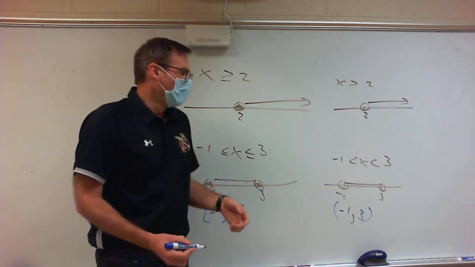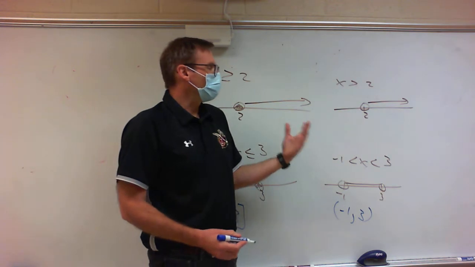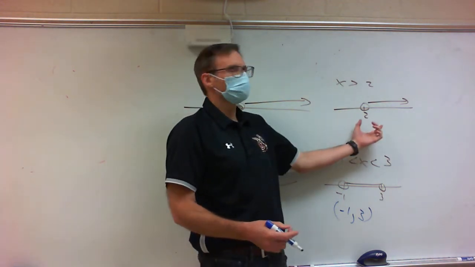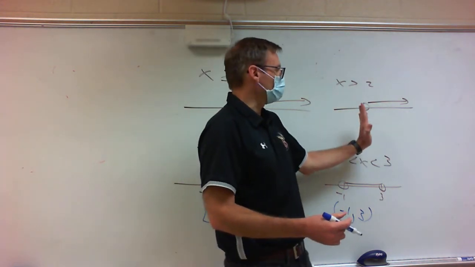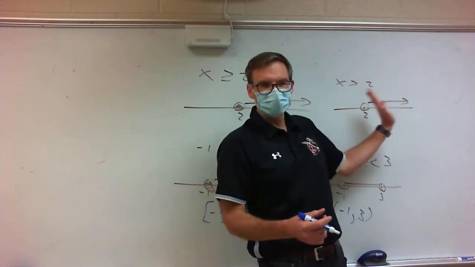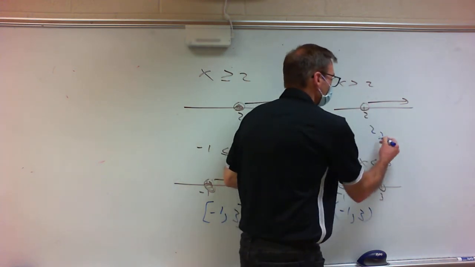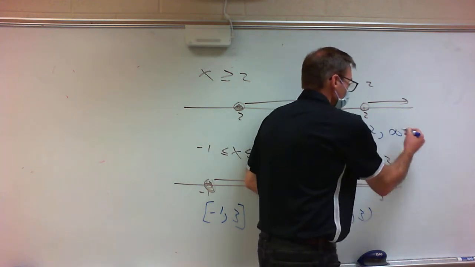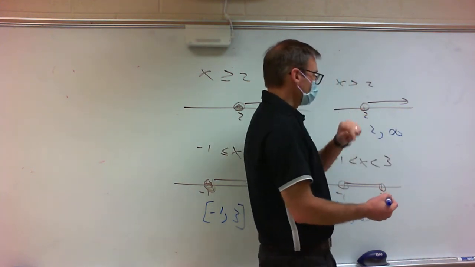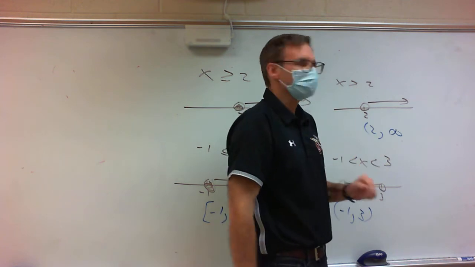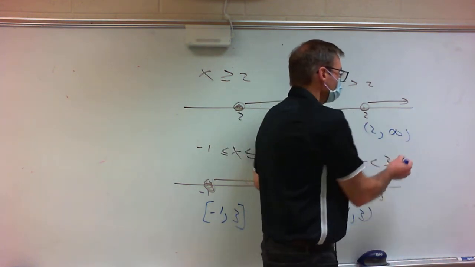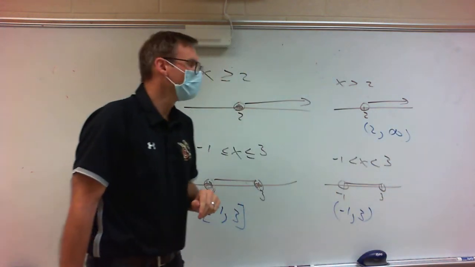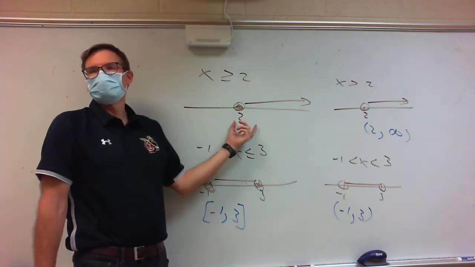All right? So how do you describe something like this? How do I describe what I'm shading? Well, I'm starting at 2, and I go all the way to the right. All the way to the right is infinity. And since I don't include 2, I use a parenthesis, and I don't include the infinity, so I use a parenthesis there. And then how do you describe it in this case?